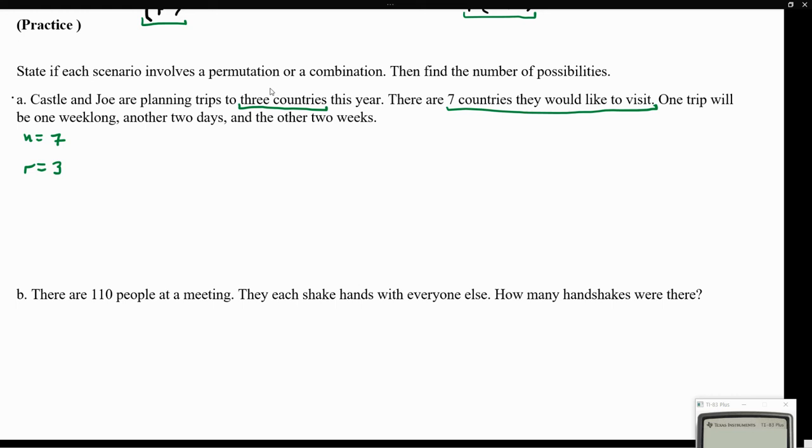Now we want to decide, does the order matter? Well, it says one trip will be 1 week long, another 2 days, and another 3 weeks. In this case, the order does matter, because if you already visit one country, then you cannot visit it an extra time, because you want to visit 3 different countries in total. So the order does matter, and since the order does matter, we know that we have a permutation.